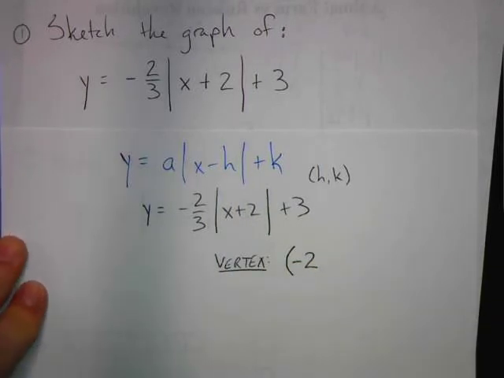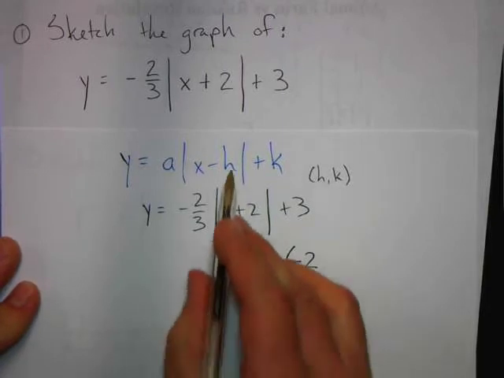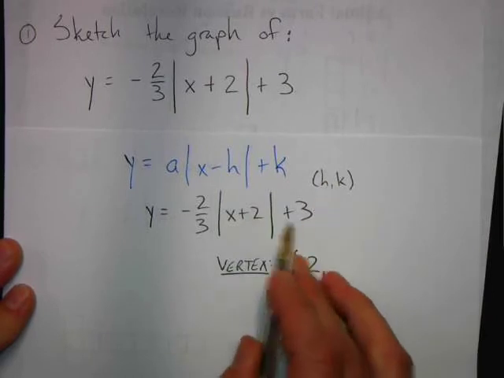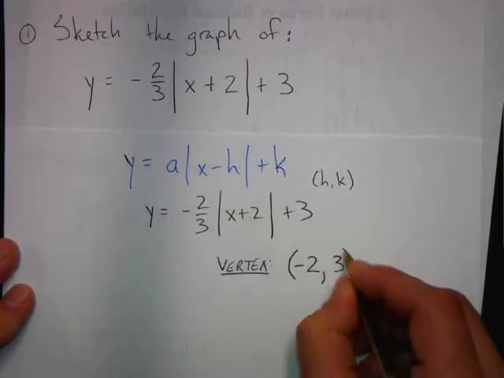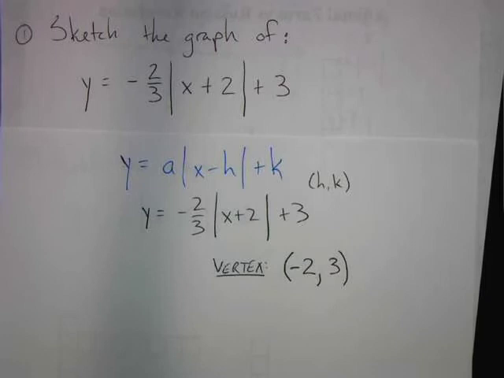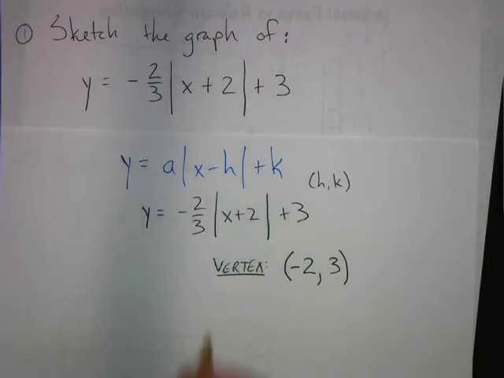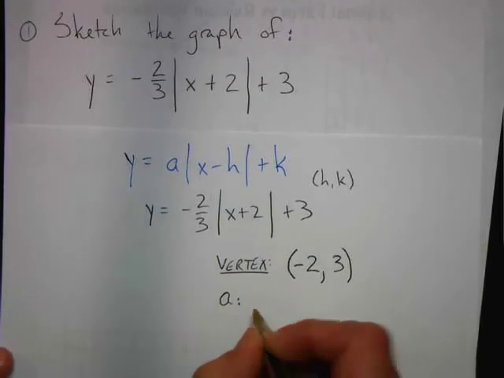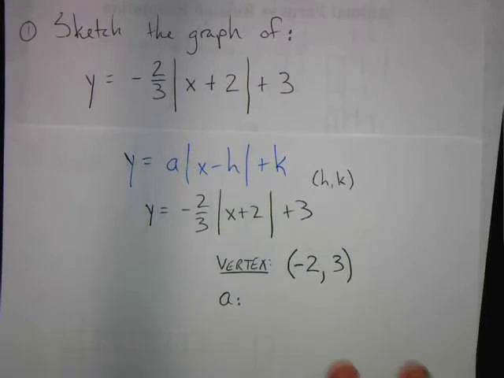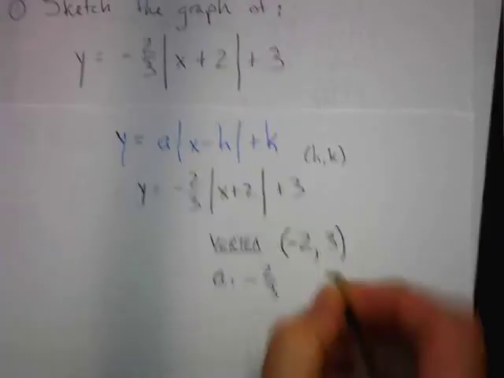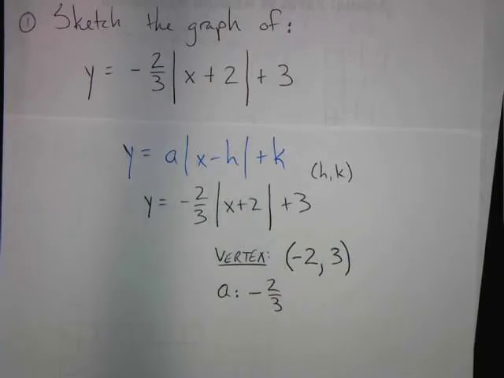That's where things get really, really tricky with vertex form. So you have to be careful. Since the k is plus k out here, this is plus 3. That's straightforward. The vertex is at (-2, 3). And again, with practice, if you do your homework assignments, this is going to become a lot easier. We also know our a. And some of you are still afraid of fractions. We have to get over that. The a is -2/3.